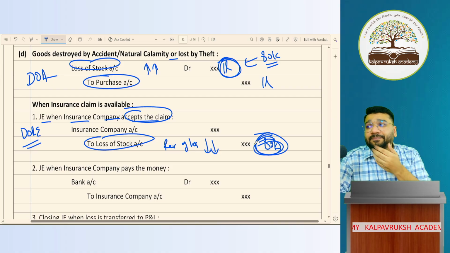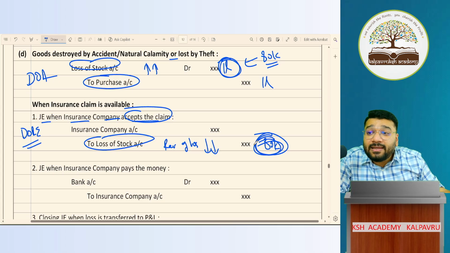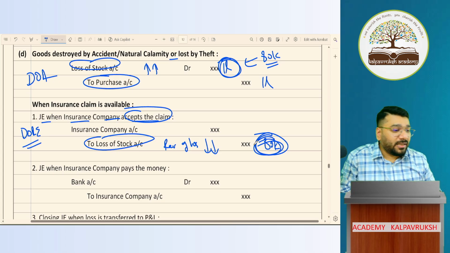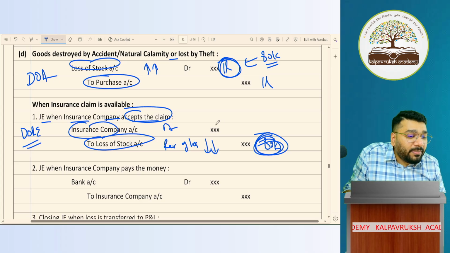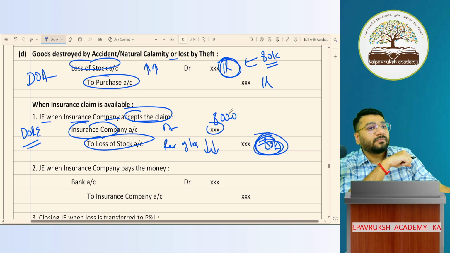Have you got this money? No. When will you get it? In future. Anything that I get in future is an asset. Asset is what balance? Debit balance. To create the asset, debit. So insurance company account debit 80,000. Got it, not got it?